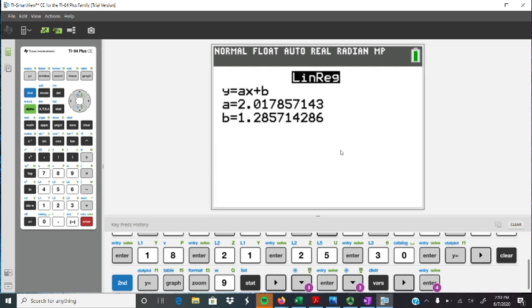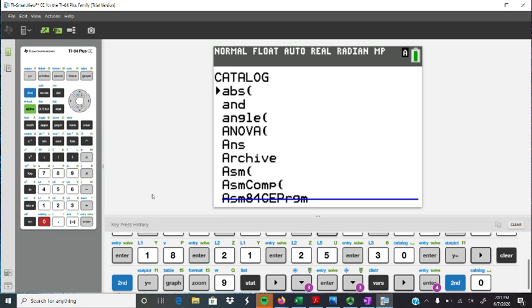Now the other thing, which I don't have on here at the moment, is that we can also figure out how good this correlation is. We can get what is called the R value. Let's get that number to show up here. The way I do that on this calculator is I go second and catalog, and we want to go down. Why is that line there?